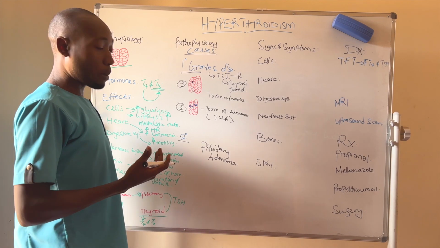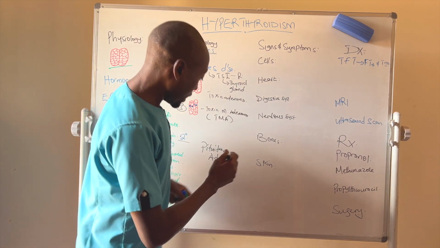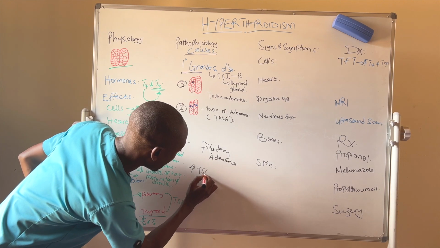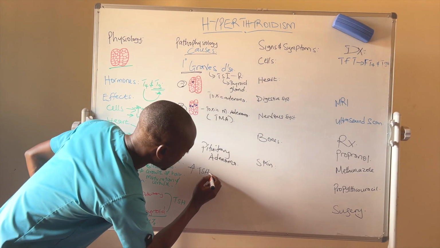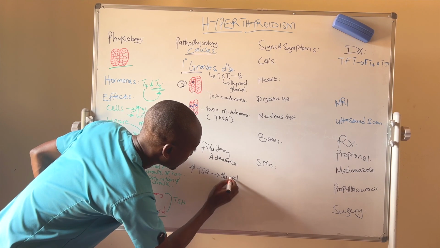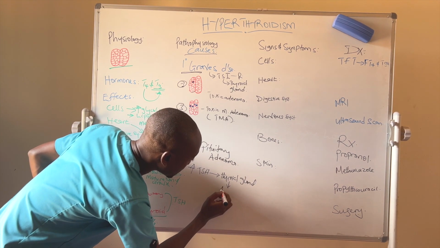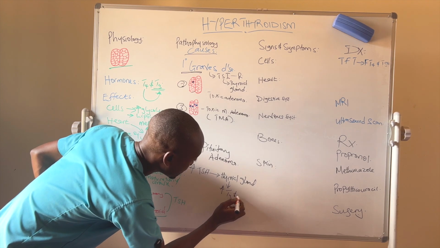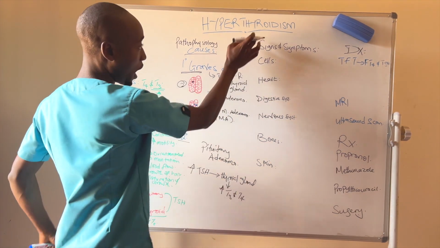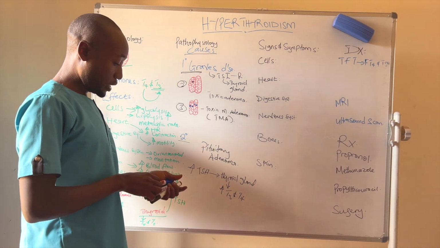Now, a pituitary adenoma basically means that the pituitary gland, okay, is having a tumor, and as a result, it is going to lead to production of increased amounts of TSH. This increased amount of TSH will automatically come and stimulate the thyroid gland, and the thyroid gland will also produce increased amounts of T3 and T4. So as a result, someone will also get hyperthyroidism.